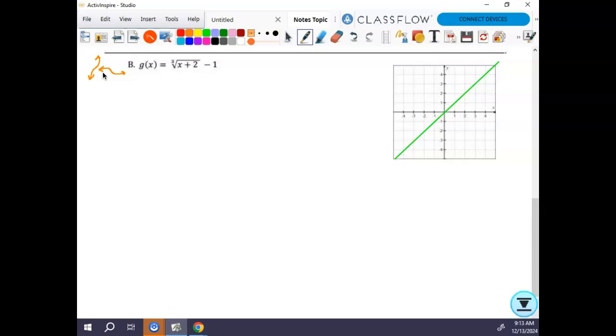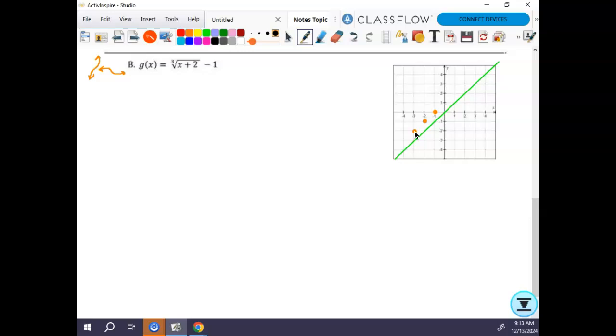So I have a cube root. I'm going to tell you what to plot here. You're going to plot -1, 0, -2, -1, and -3, -2.